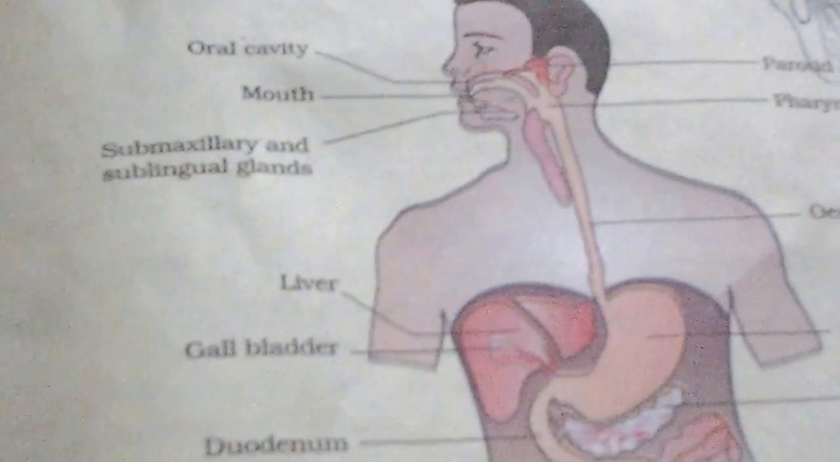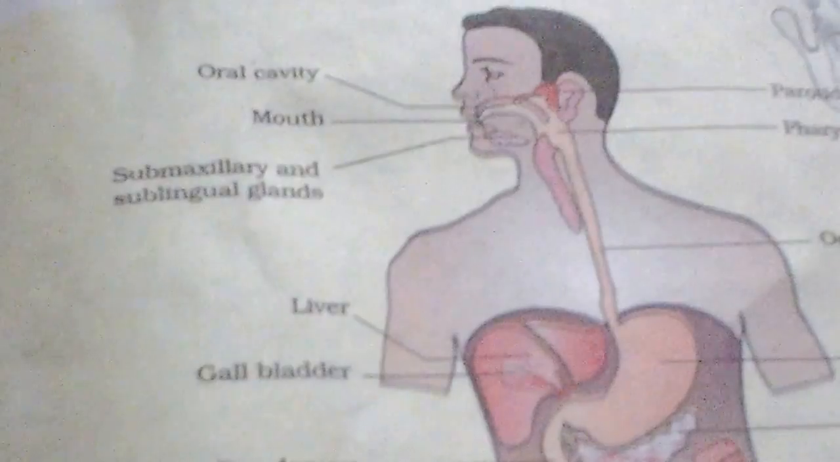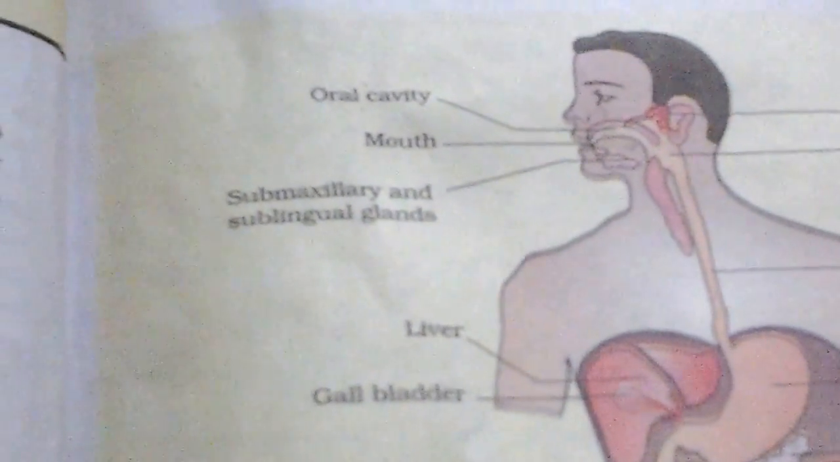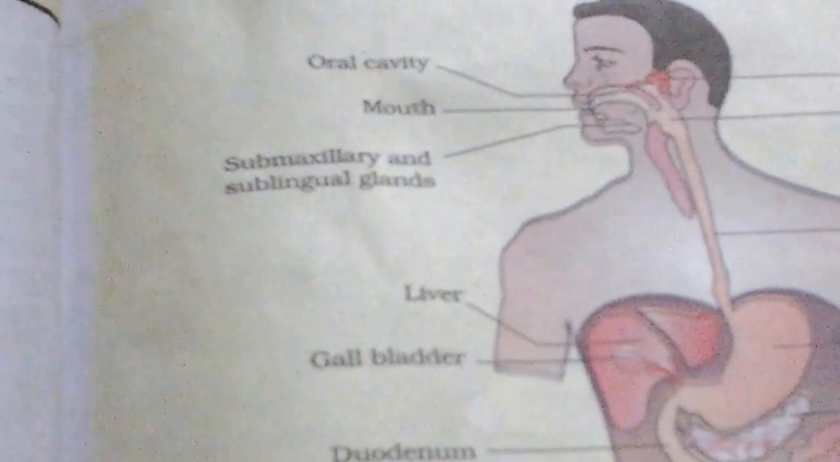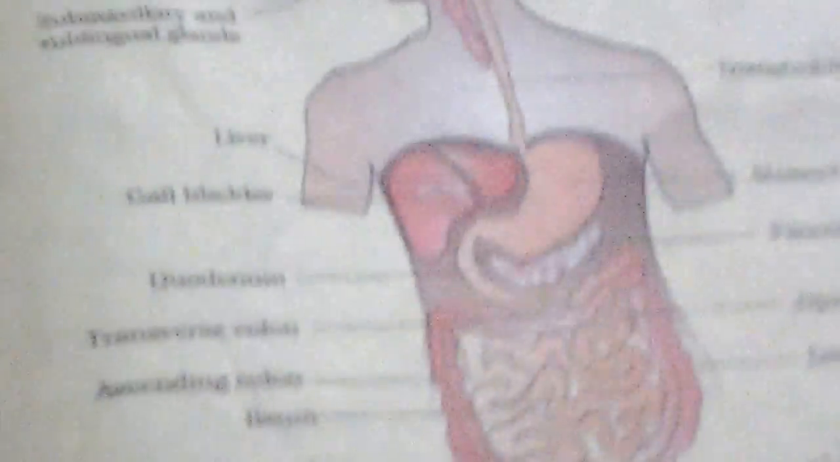So you're standing facing towards something. What is in your front? Mouth is in your front. And what is in your back? Anus is in your back. So anterior is front and posterior is back. So that's it: anterior mouth and posterior anus.